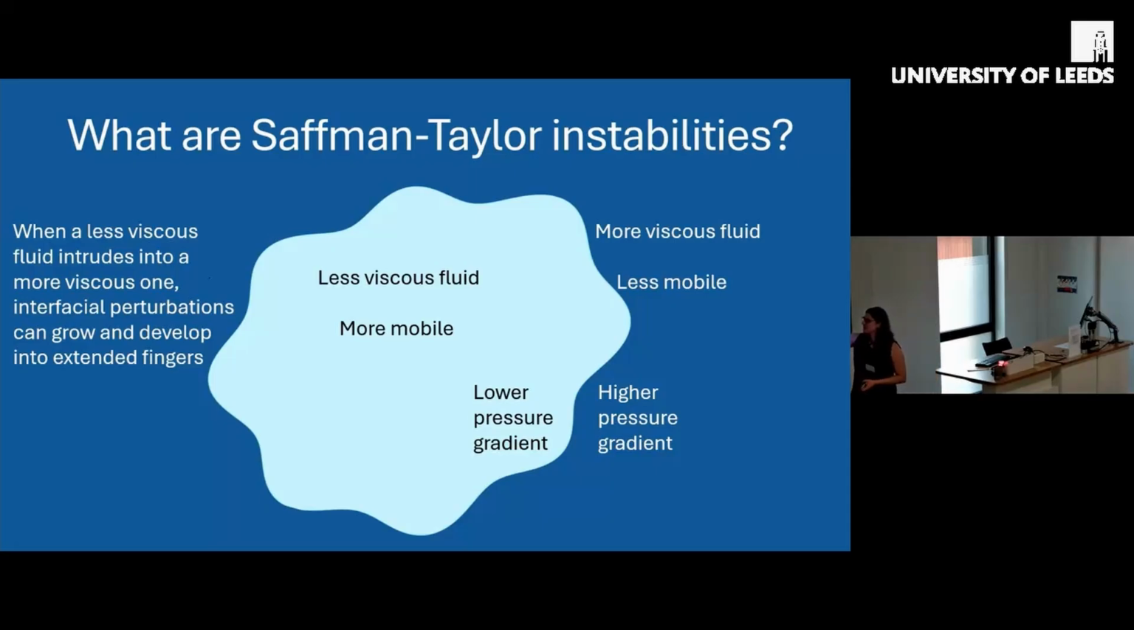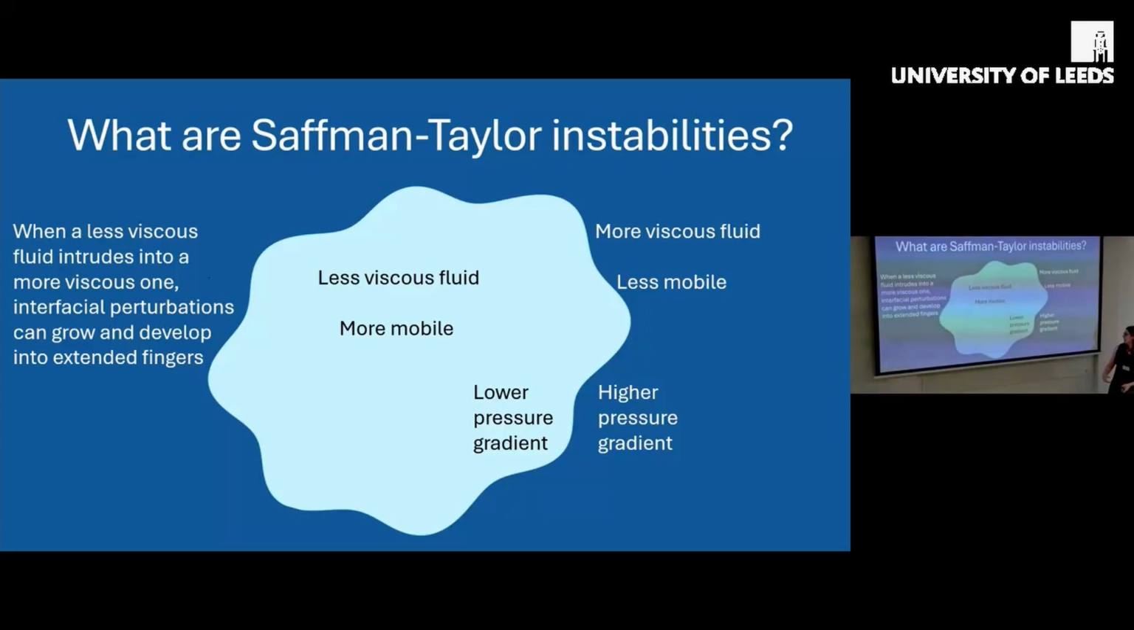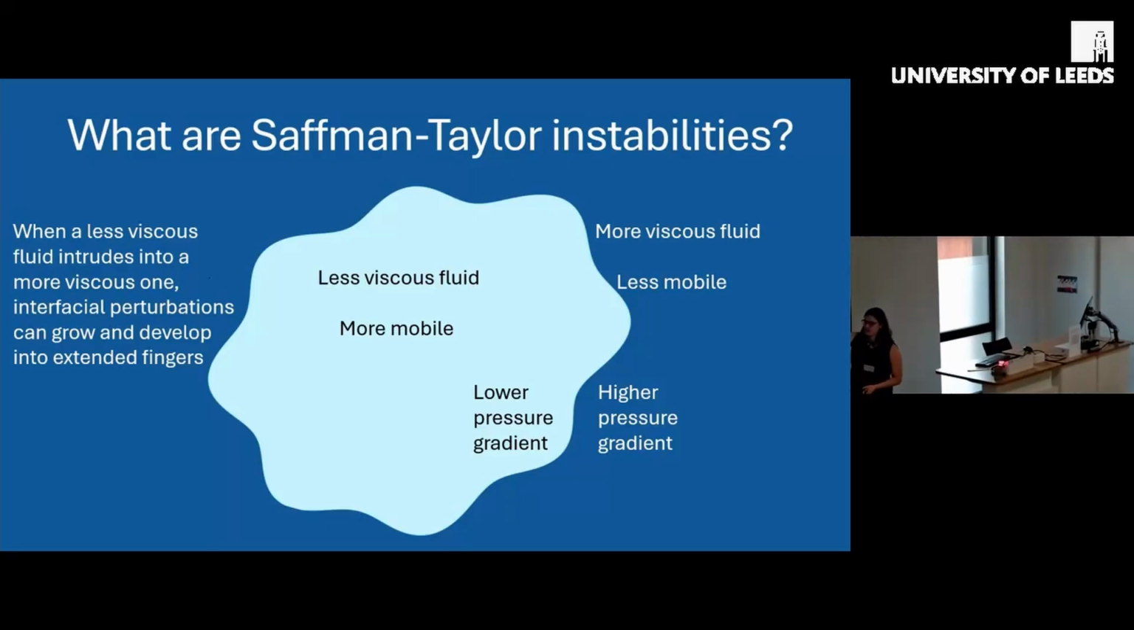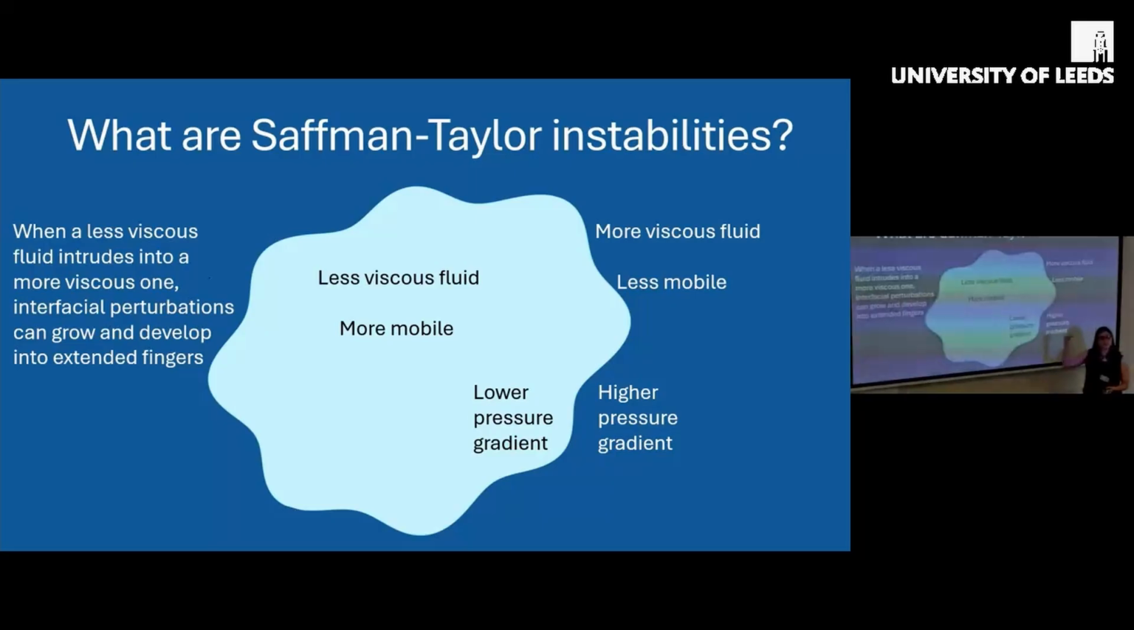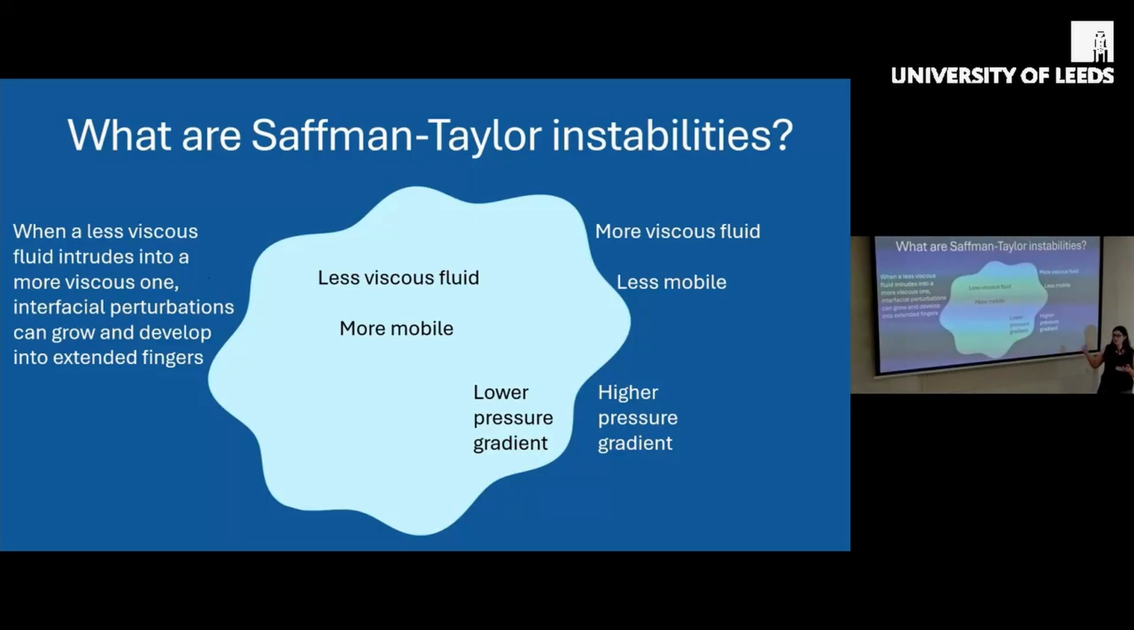Well, if we have a less viscous fluid that's intruding into something that's more viscous, a lower pressure gradient drives that flow, whereas a higher pressure gradient is needed to drive the flow of the more viscous fluid. So what happens is, if we have any interfacial instabilities that allow some of the less viscous fluid to intrude into the more viscous one, those little disturbances are now in an environment with a higher pressure gradient, but because they're less viscous, they're more mobile than the surrounding viscous fluid, so we actually get these extended fingers developing.